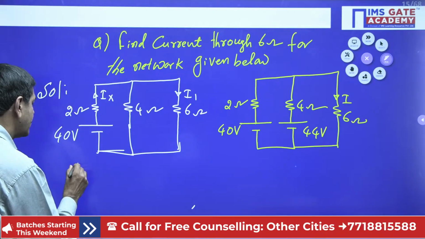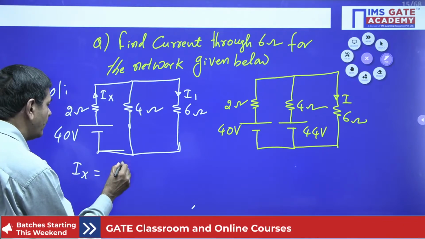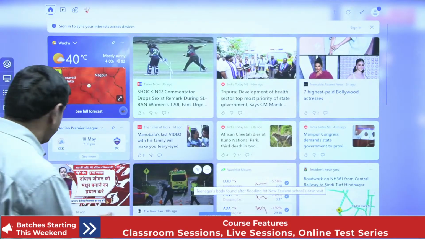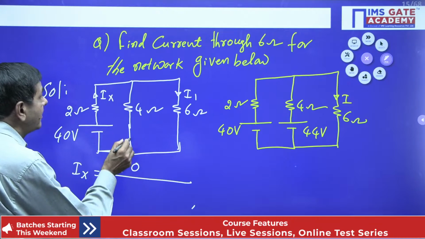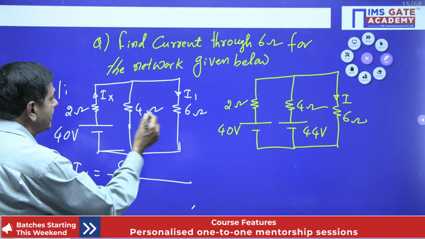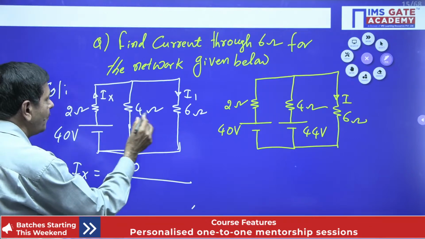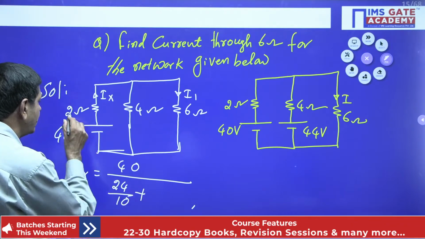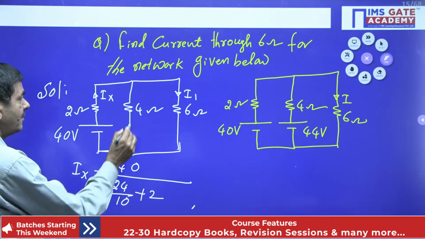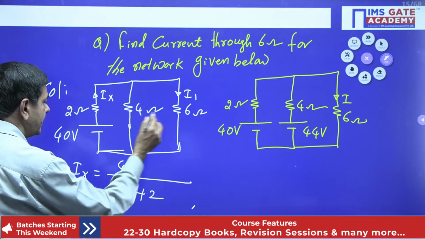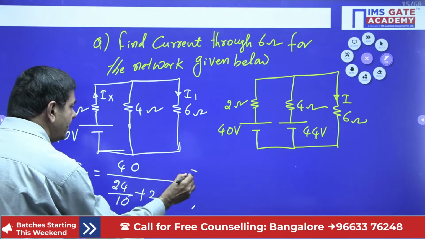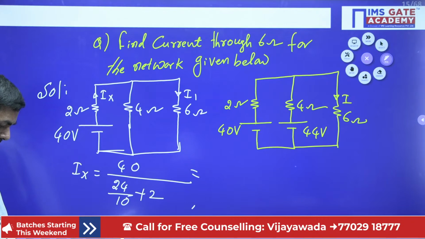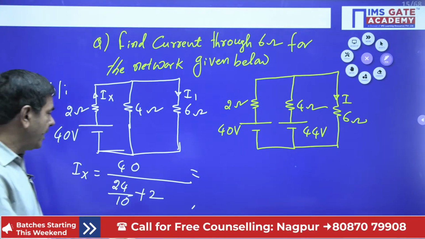How can I find Ix? Voltage, 40 volts, divided by the total resistance in the network. But these 4 and 6 are in parallel. These two are in parallel and in series with 2 ohms. 4 into 6, 24, by 10, plus the 2 ohms in series. If you use a calculator, Ix will come as 9.09.